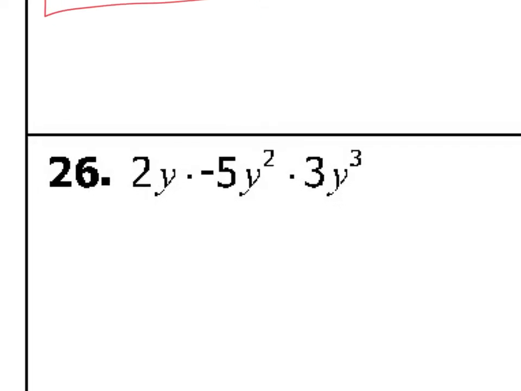We got 3 coefficients here. So 2 times negative 5 times 3. 2 times negative 5 is negative 10 times 3 would be negative 30. And then y. It's y to the 1st power. Base is the same, y's. So all I do is add my exponents. 1 plus 2 is 3, plus 3 is 6.